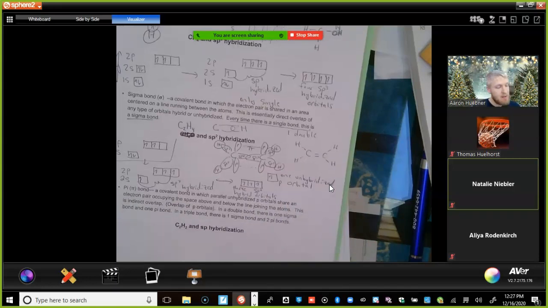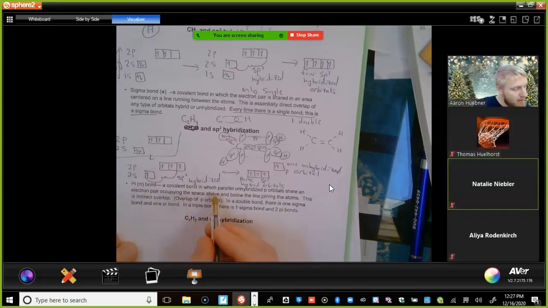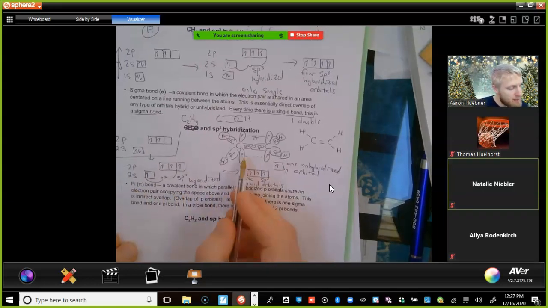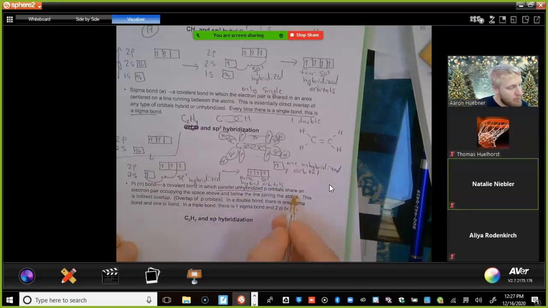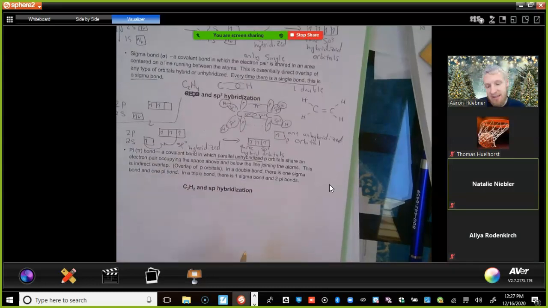We got just enough time to, well, let's talk about pi bond and then sp hybridization. So pi bond, a covalent bond in which parallel, unhybridized, right there, p orbitals share an electron pair occupying the space above and below the line joining the atoms. This is indirect overlap of p orbitals. In a double bond, there is one sigma bond and one pi bond. In a triple bond, there is one sigma and two pi bonds, which we're going to get right here in the sp hybridization. All right.